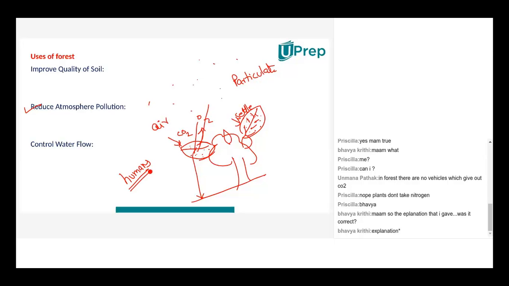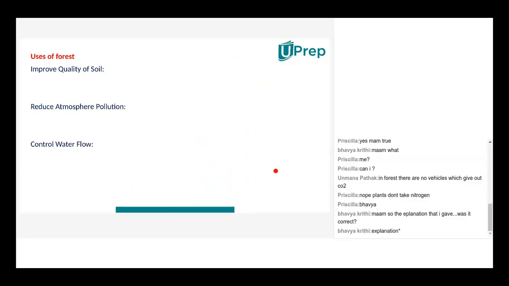The plants are so nice to us. They do all the dirty work. They clean the environment for us. Isn't it? Ma'am, was the explanation that I gave correct? Of course it was correct. Both ways it was correct. One is purification of gases, what you said, and the other is the purification of dust particles. It does both.